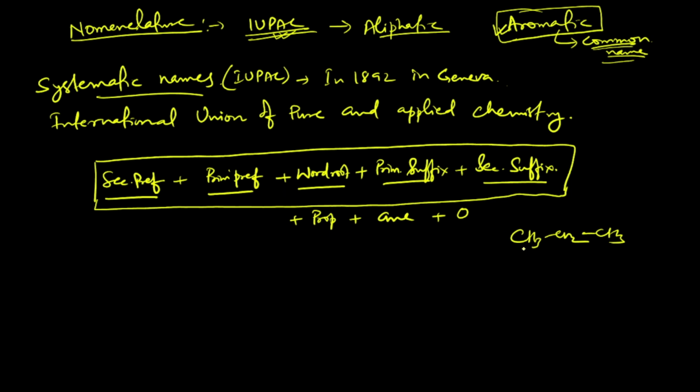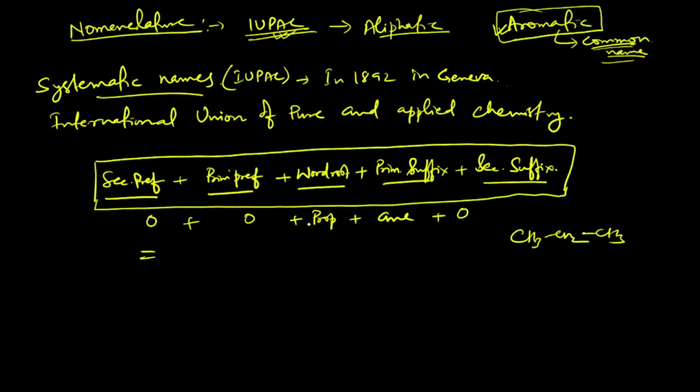Is the molecule cyclic, meaning the first carbon is attached to the last carbon? No. So here also it will be 0. Is there any secondary prefix? Secondary prefix means if more than one functional group is attached, then the less prior group will be your secondary prefix, or bromo, nitro, it will be in the secondary prefix. Okay, so those items are not over here, so we will put simply 0.